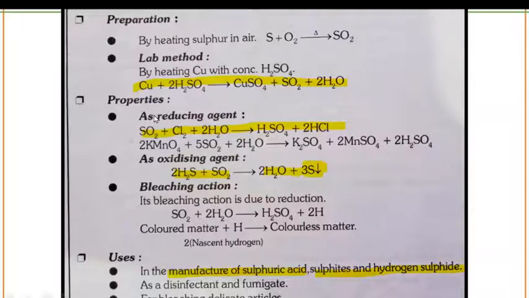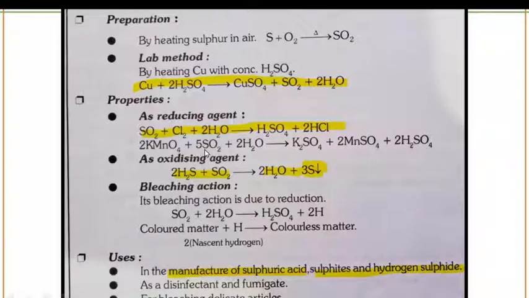Properties as a reducing agent. This sulfur dioxide behaves as a reducing agent. When SO2 reacts with chlorine and water, this will form sulfuric acid and HCl. As an oxidizing agent, it can behave both as a reducing agent as well as an oxidizing agent. When H2S gas is reacting with SO2 gas, this will form a precipitate of 3S.